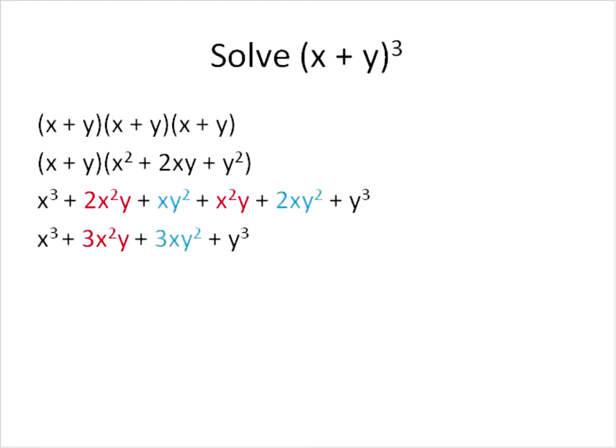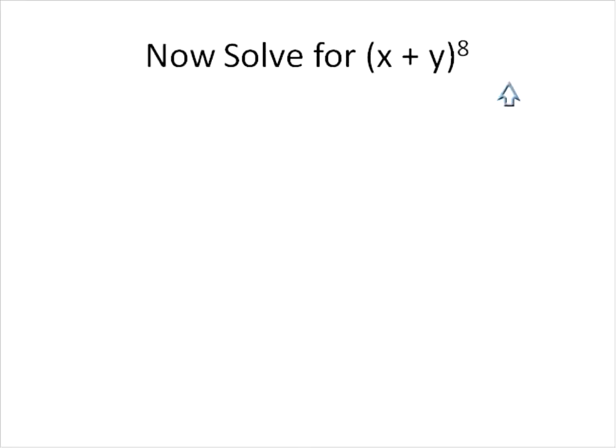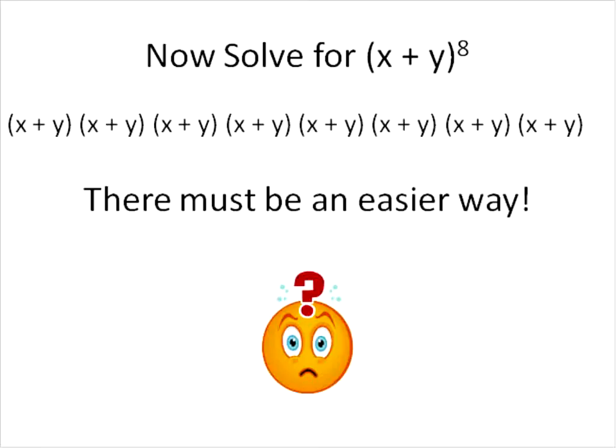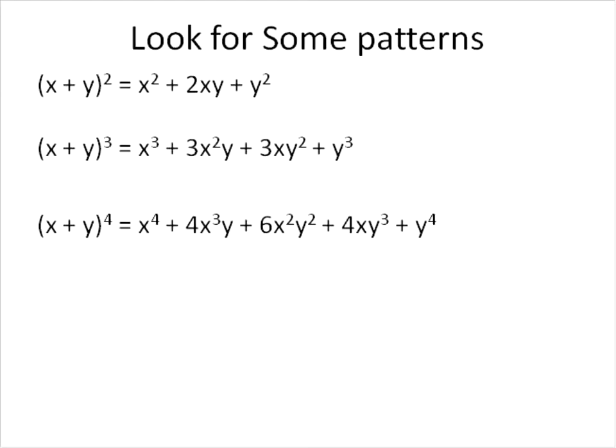But essentially what we're doing every single time are the same steps. So when you're asked to solve something that's really big, like to the power of 8, there really is an easier way to do it than going through and actually multiplying all of them together. So what we're going to do today is go through what we call the binomial theorem, and that is the easier way. Let's look at this.